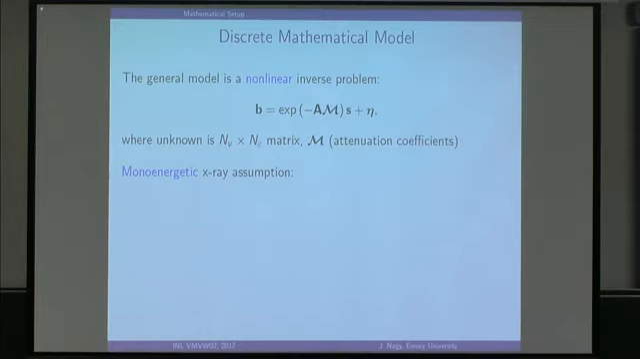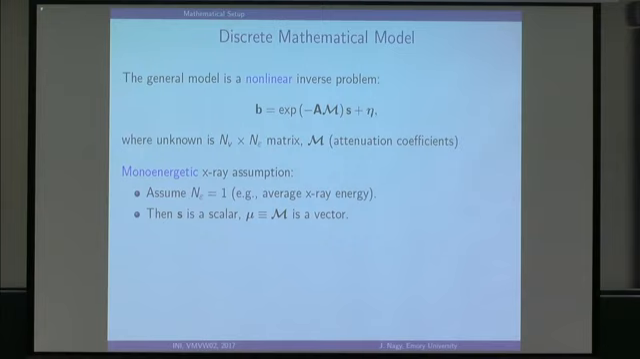So I'll call that the monoenergetic X-ray assumption. And if I do that, then I have one energy level, right? So if I have one energy level, then the spectral distribution function is discretized into a single value. It's a scalar, so that makes things nice. And also this guy right here is a single column, right? It has only one energy in it.